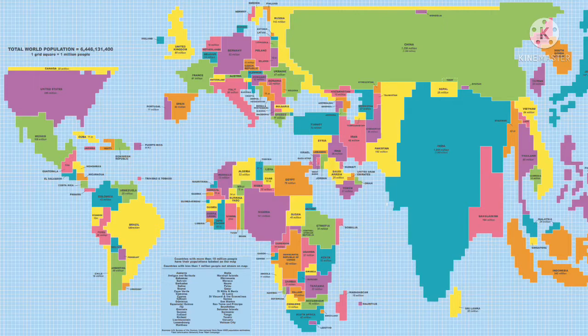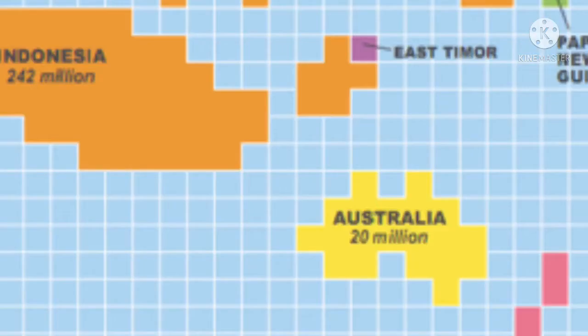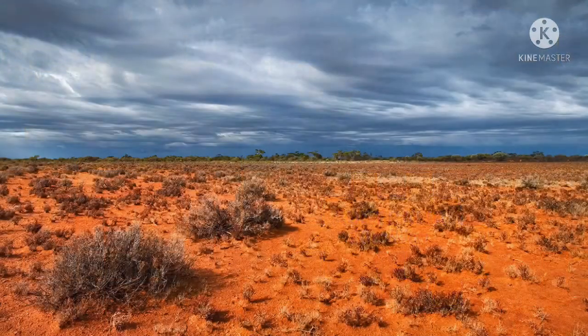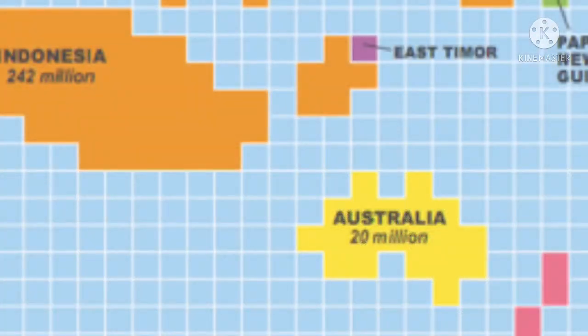Let's start off with Australia. Australia, the sixth biggest country in the world, also known as a continent, is only home to this many people. That many people live in Australia, which is also a continent, and the sixth biggest country in the world. Mostly probably because it's just endless desert. But that's not the point.